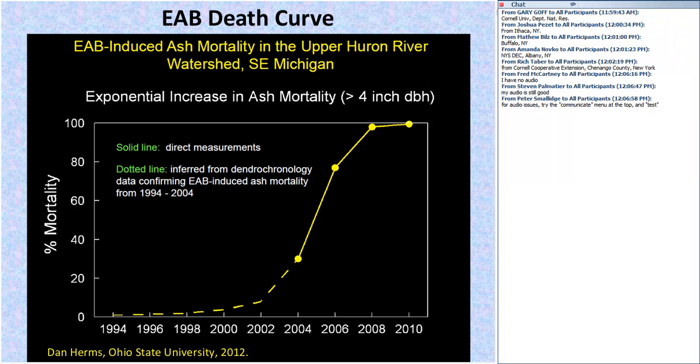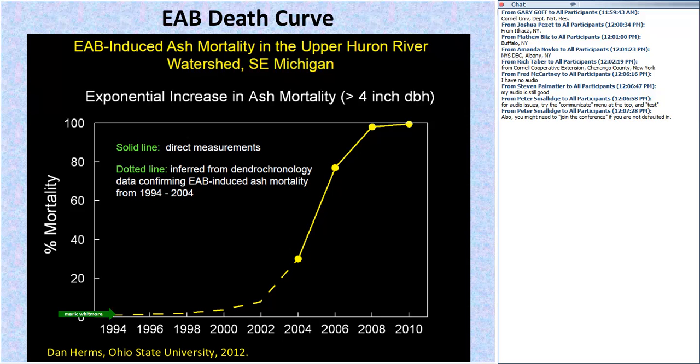I'm going to first go over population behavior as I see it in the emerald ash borer. And this death curve, I think, is something that should be emblazoned in anybody's mind who is really dealing with the emerald ash borer. It's important to see here at the very beginning stages, very, very little mortality, if any at all. This is Dan Herms' work. He worked on this in southern Michigan and developed this curve. It's a very typical sigmoidal growth curve.